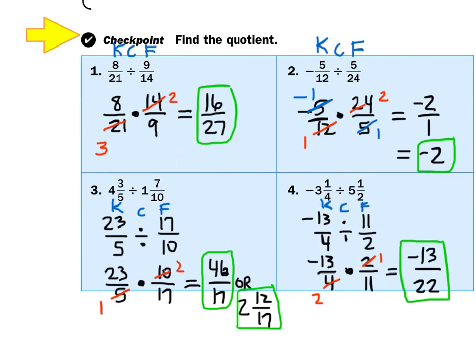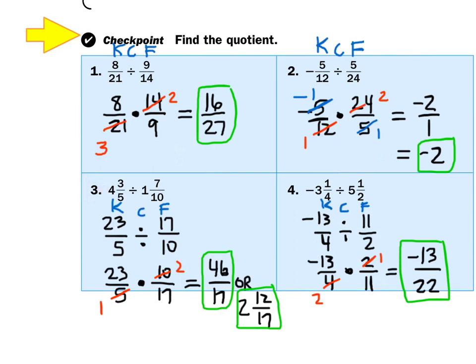Now grab your red and look at the 12 and the 24. They have a greatest common factor of 12. So let's divide. 12 divided by 12 leaves you with 1. 24 divided by 12, cross it out, that leaves you 2. Now grab your blue and look at the negative 5 and the 5. They have a common factor of 5. So negative 5 divided by 5 leaves you negative 1 on top, and 5 divided by 5 leaves you 1 on the bottom. And now multiply straight across. Negative 1 times 2 gives you negative 2 on top. 1 times 1 gives you 1 in the denominator. Well, negative 2 over 1 is just negative 2.